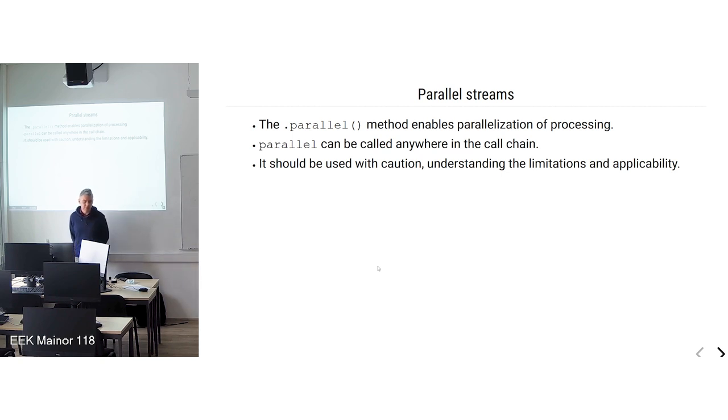Okay, parallel streams. You can just invoke the parallel method anywhere in your stream, just in the very beginning, or in the very end, just before the terminal operation. If you invoke this parallel method, this means that you declare that you want parallelization of processing of your stream. And if you are using parallel, then Java will try to parallelize the processing of your data using your pipeline.